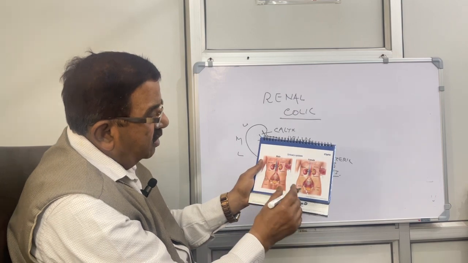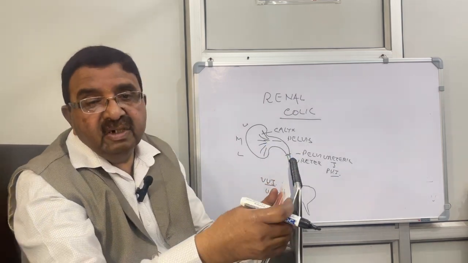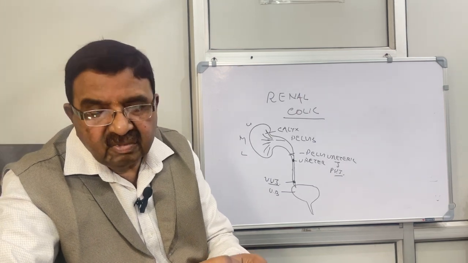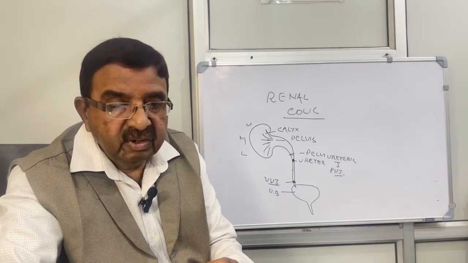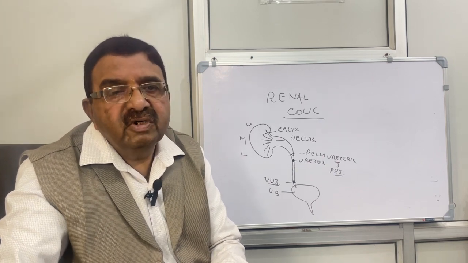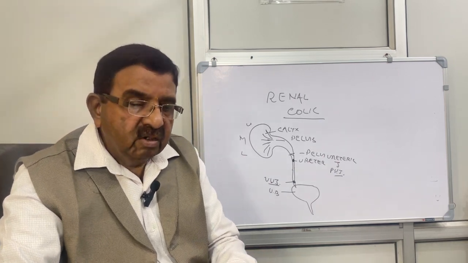So this is the genito-urinary system, you should say. Genito is the total system, but we are discussing the urinary system. Now first write down the definition of renal colic.